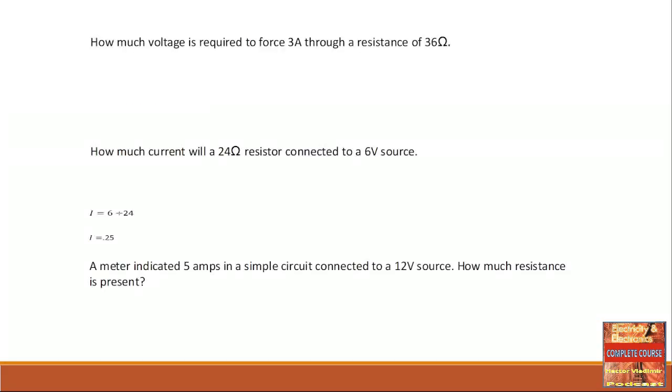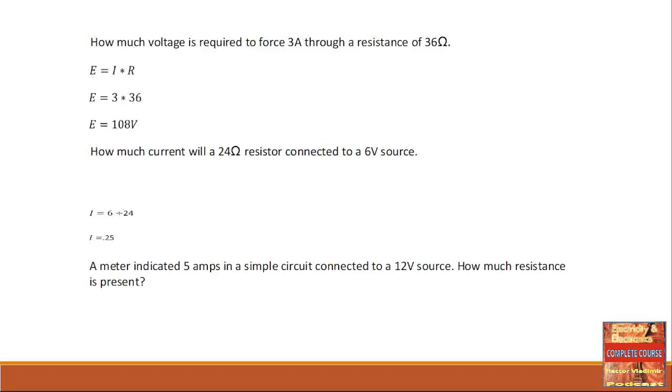How much voltage is required to force 3 amps through a resistance of 36 ohms? Using the Ohm's law formula, E equals I times R, we get E equals 3 times 36, in this case 3 amps times 36 ohms, and we get a voltage of 108.